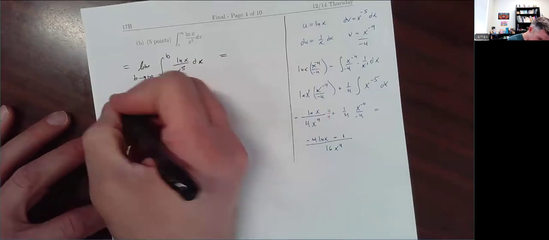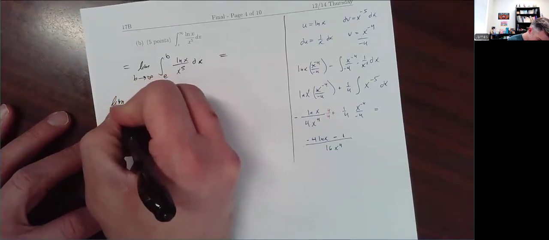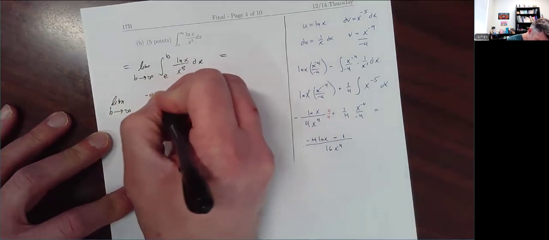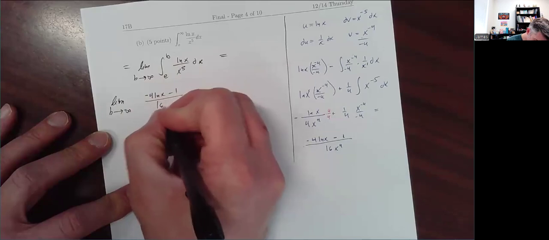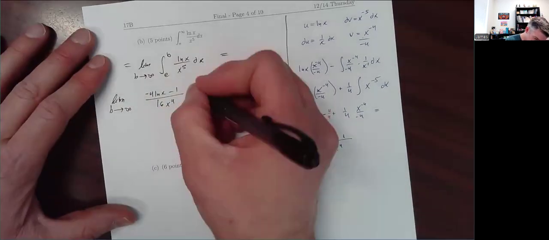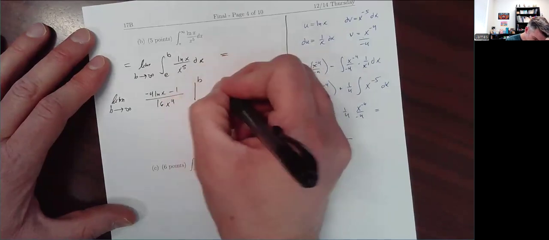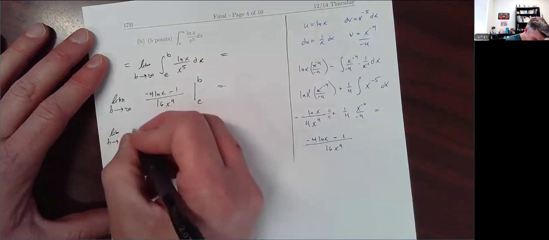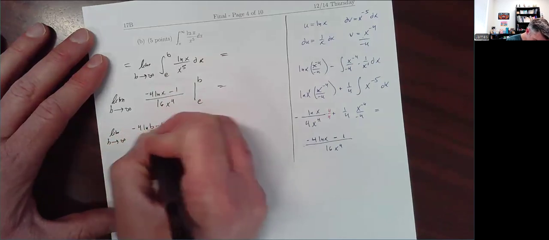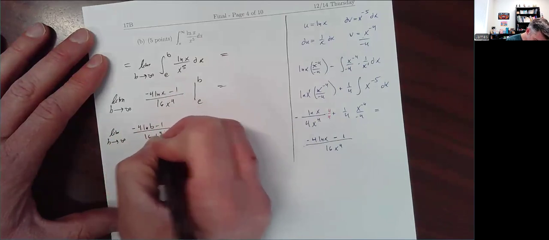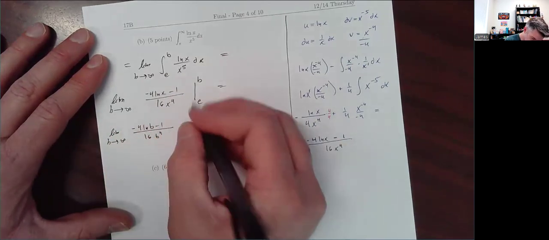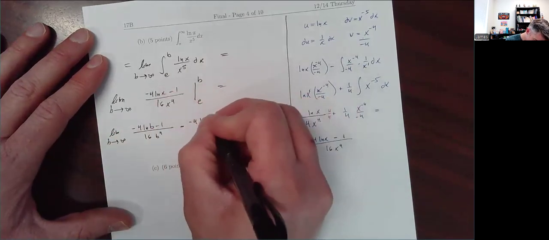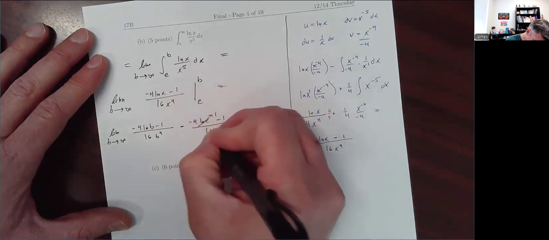Okay, cool. This is equal to the limit as b goes to infinity of the integral. This we just found out was negative 4 natural log of x minus 1 all over 16x to the fourth, evaluated from e to b. Plug in limits of integration. You get the limit as b goes to infinity of -4 natural log of b minus 1 all over 16b to the fourth, minus, now you plug in e and you get -4 natural log of e. Natural log of e is 1, minus 1 over 16e to the fourth.